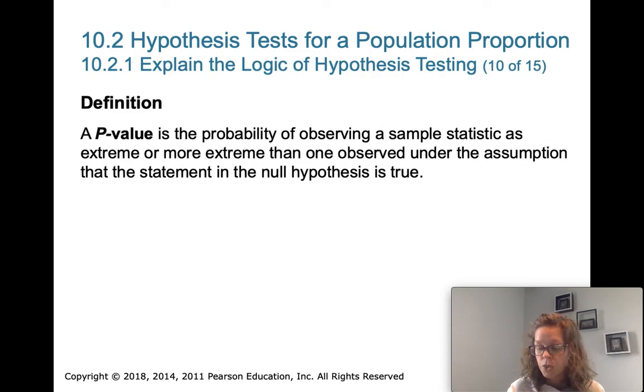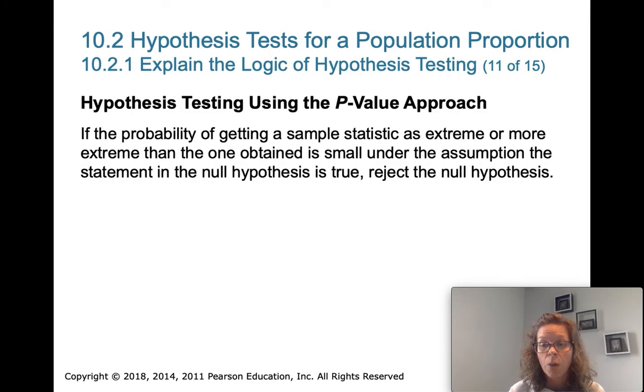Another way to determine whether or not we should reject the null hypothesis is with what we call a p-value. That p stands for probability. So the p-value is the probability of observing a sample statistic as extreme or more extreme than the one that we got, assuming the null hypothesis is true. So what is the probability that this happened if the null hypothesis were true? And this is the approach that we're going to be taking for the most part, this p-value approach.